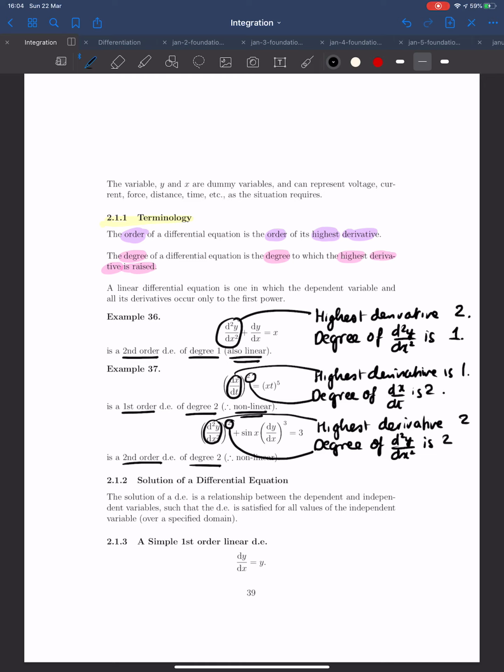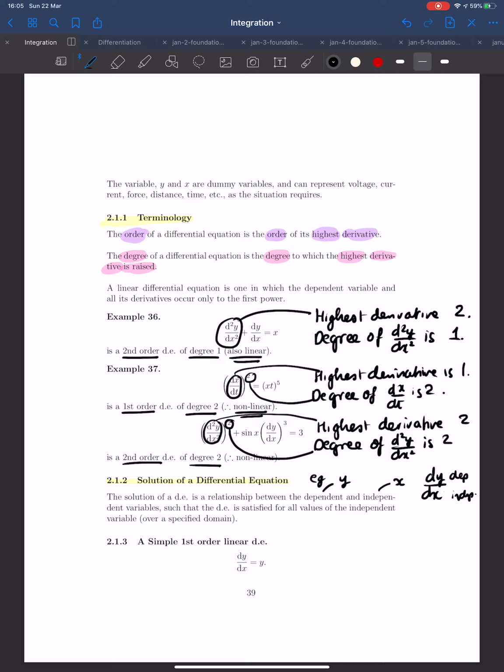Okay, so let's finish that section. Next section is solution of a differential equation. The solution of a differential equation is a relationship between the dependent and independent variables. The dependent is usually y and independent is usually x, but it could be x and t. That's the most common one, because y depends on x. If we've got dy by dx, the dependent variable is on the top and the independent is on the bottom, x.